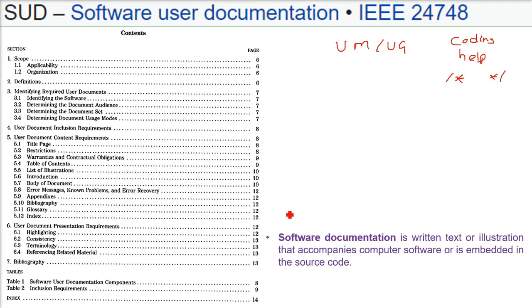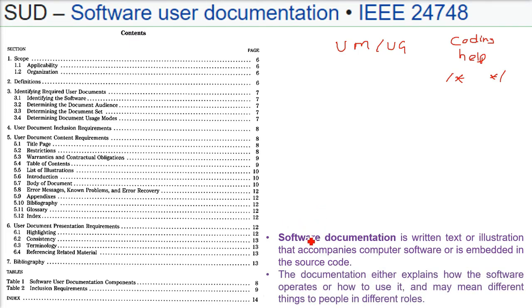So software documentation is written text or illustration that accompanies computer software or is embedded in the source code. The documentation either explains how the software operates and how to use it, and may mean different things to people in different roles.